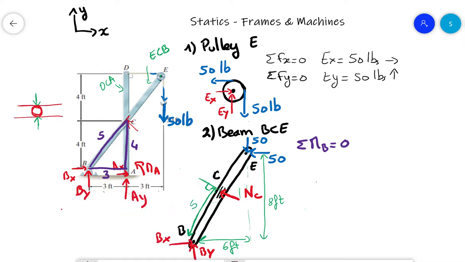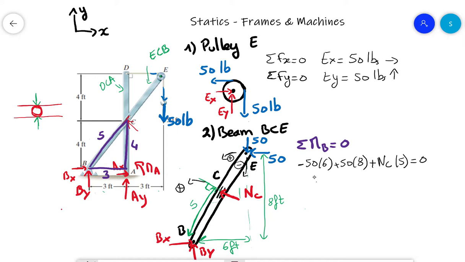Sum of the moments about B. We have this 50 is going to rotate in the negative direction. So we have minus 50 times 6. This 50 there is going to rotate in the plus direction. So that's the horizontal 50, so plus 50 times 8. And NC is going to rotate in the plus direction. So plus NC times 5, it's equal to 0.